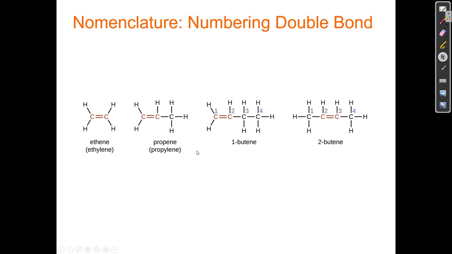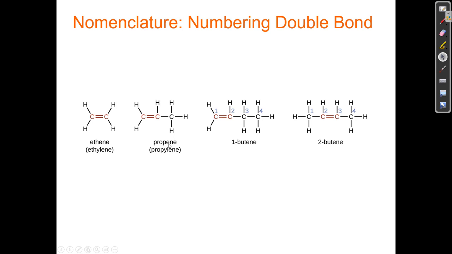So when we have carbon-carbon double bonds, we have alkenes. So instead of this two-carbon molecule being called ethane with a single bond, it's called ethene with a double bond, because it's not an alkane, it's an alkene. So we change the ending. Eth means two carbons, ene means there's a double bond. So ethene is a molecule that has two carbons that are double bonded together. Propene, prop means three carbons, and ene is a double bond.